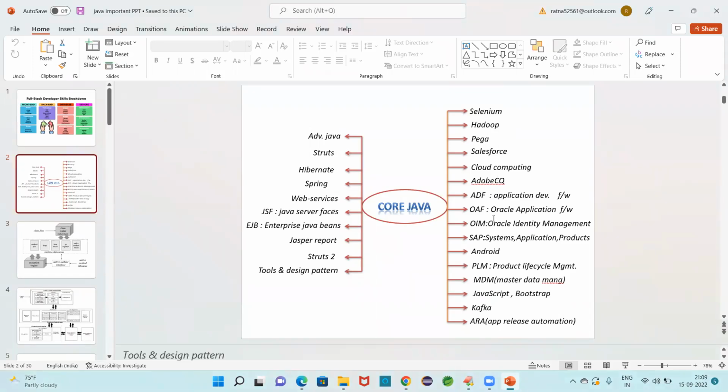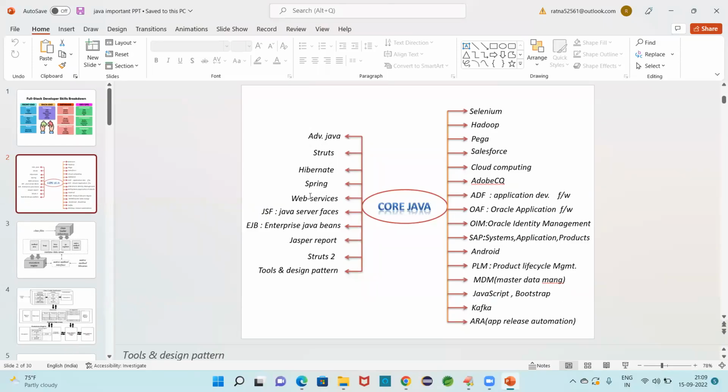EDF, OAF (Oracle Application Framework), OAM (Oracle Identity Management), and SAP modules, System Application Products. Some of the SAP modules require some basics of core Java. Android coding is done completely based on core Java. Product Lifecycle Management requires core Java. MDM, Master Data Management, requires core Java. UI technologies like JavaScript, Bootstrap, Angular all require some basics of core Java, right? Kafka requires core Java. Application release automation also requires core Java, right?